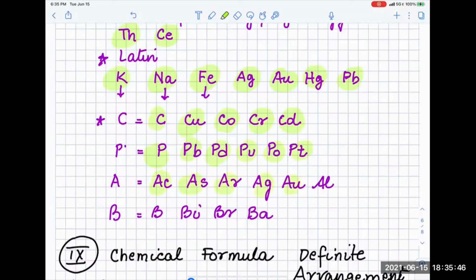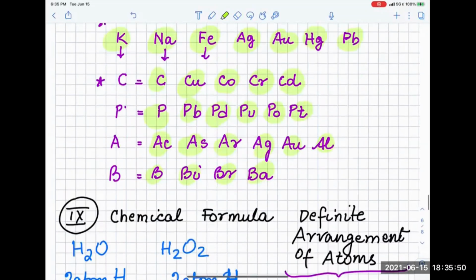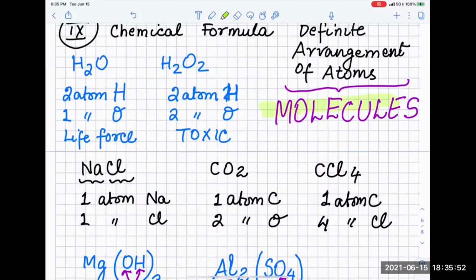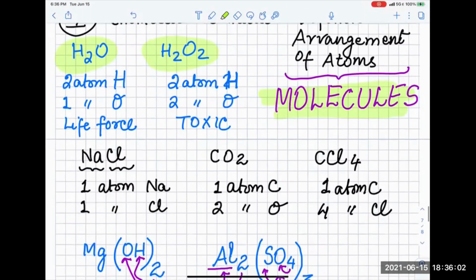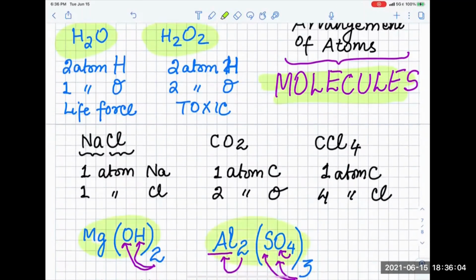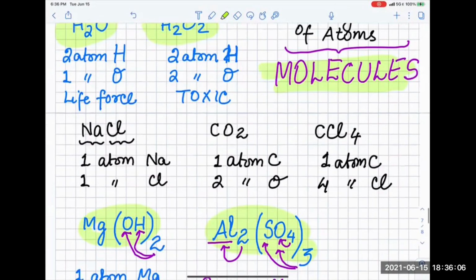On the other hand, you have the arrangement, and that arrangement leads to the formation of molecules. So molecules will be more than one type of atom. And so you just add them up, that will tell you how many are there, so this is how you go.